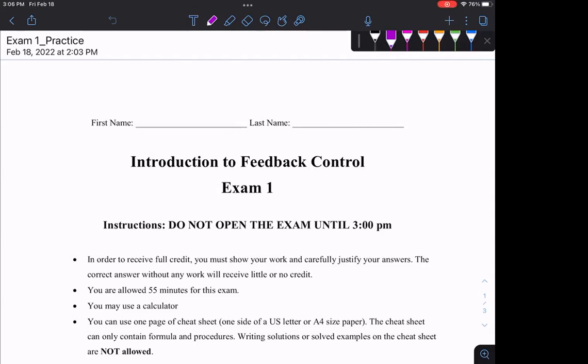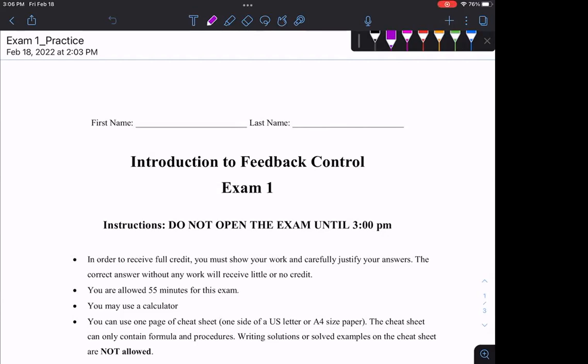All right. Any questions on that? What's the material? All right, so let's talk about the cheat sheet because a couple of you asked.